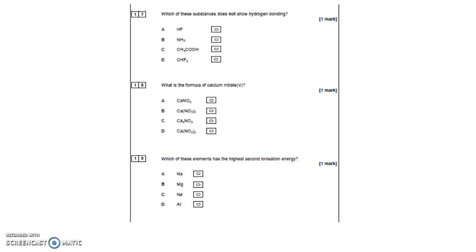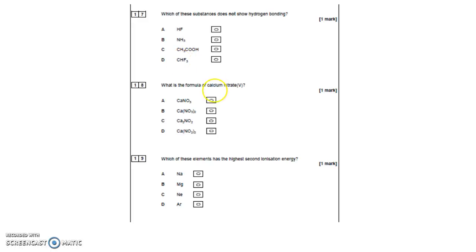Which of these substances does not show hydrogen bonding? Hydrogen bonding is when there's a H joined to an F, or a H joined to an N, or a H joined to an O. This doesn't have an H joined to an F, an N, or an O. In this case, the H is joined to the C.